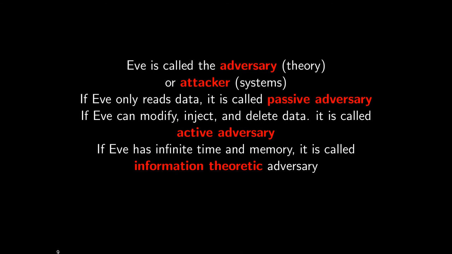Another dimension is information theoretic power versus computationally bounded power. The idea here is that if Eve has access to an infinite amount of time and an infinite amount of memory, we would call it an information theoretic adversary, meaning that there's no bound to the amount of computational power at Eve's disposal. However, for most practical security that we actually use anywhere, we make computational assumptions.